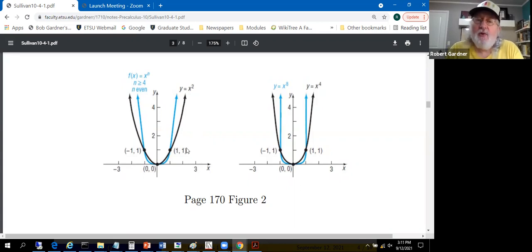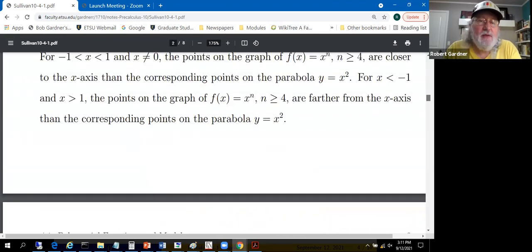So we're getting lots bigger numbers out on the blue function than we are on the black function. For example, if I considered n equals 4. So that's what we're going to describe in the previous paragraph. We're going to describe these points are closer to the x-axis on the blue curve than they are on the black curve. And these points on the blue curve are further from the x-axis than the corresponding points on the black curve.